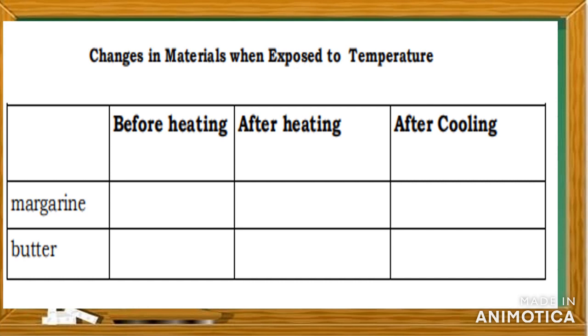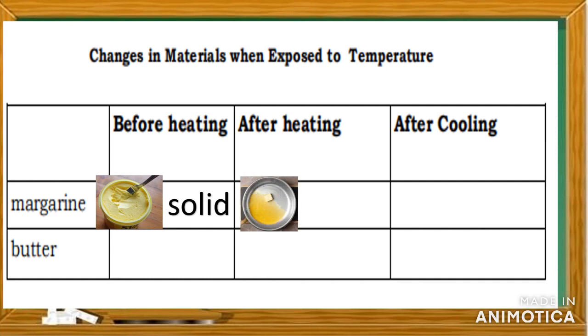So in the margarine, what is your observation in the margarine before heating? So the margarine looks like this one. So it is solid. How about after heating? So it looks like this one. So you can see it changed to liquid in the process of melting because it absorbed heat.